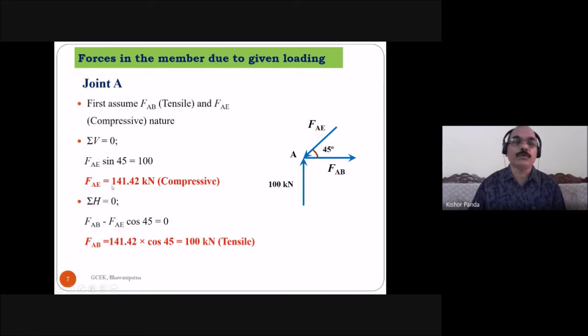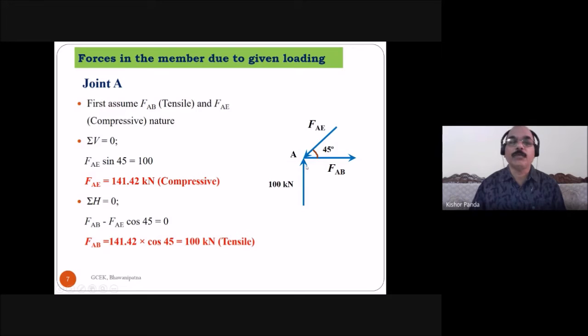But here you got the positive, so your assumed direction is okay. You have assumed the force in the member AE is compressive in nature, and here you got the positive value. So here the assumed direction of the force is okay. So FAE is equal to 141.42 kilonewton compressive.